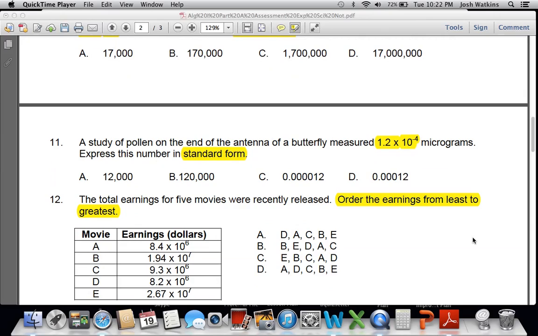Number 11, a study of pollen on the end of the antenna of a butterfly measured 1 2/10 times 10 to the negative 4 micrograms. Express this number in standard form. So write 1 2/10 times 10 to the negative 4 in standard form.